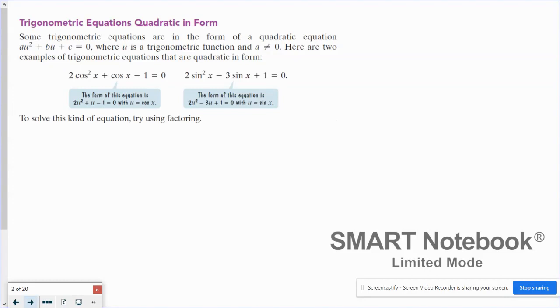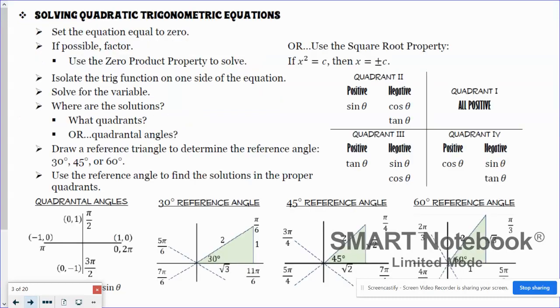Okay. So when you solve a quadratic equation, you have to factor the equation. And then once you've factored it, you use the zero product property, where you set each factor equal to zero and solve. So factoring is definitely going to be a part of solving these trig equations that are quadratic in form. So if the equation's not equal to zero, get it equal to zero. And then if possible, factor. Okay. And then use the zero product property to solve.